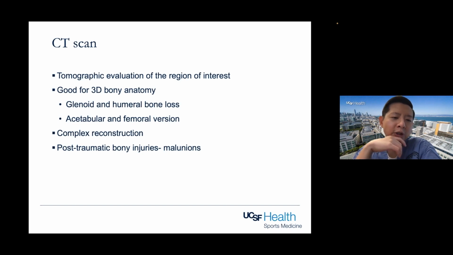And then also post-traumatic bony injuries, like where the fractures aren't well healed, or if there's a malunion, you can use a CT scan to see exactly what areas are weak or not fully healed.